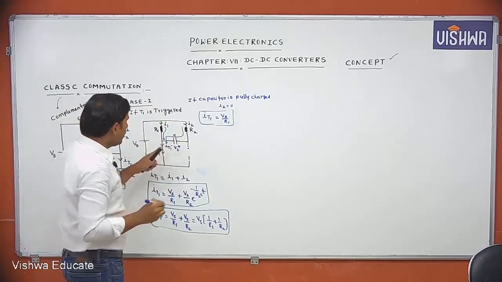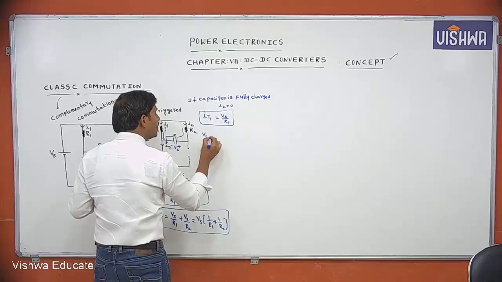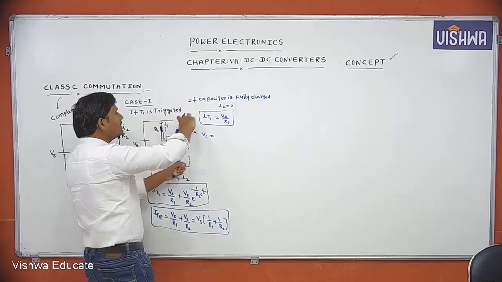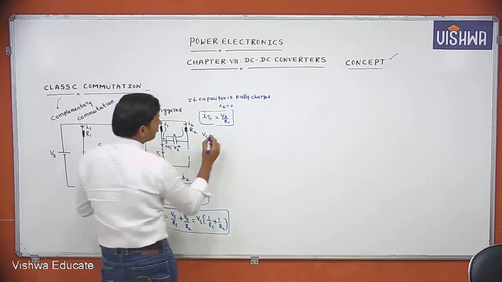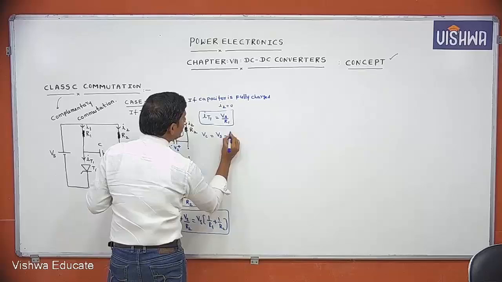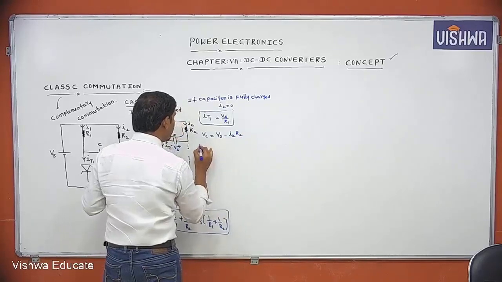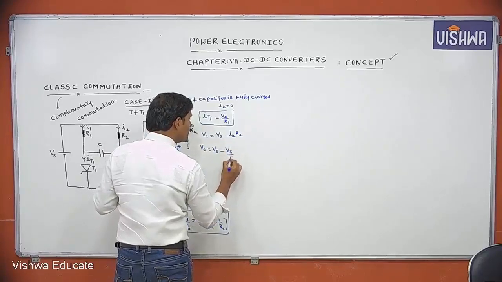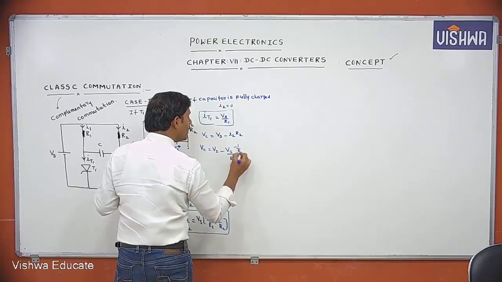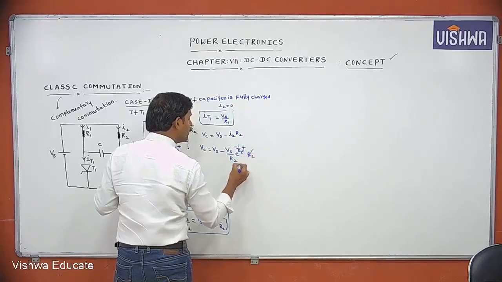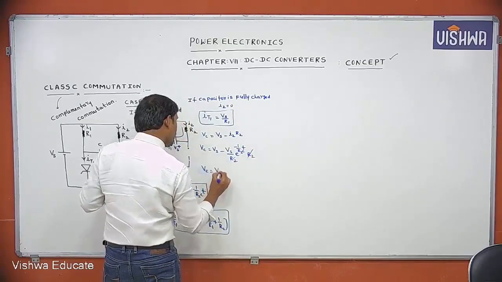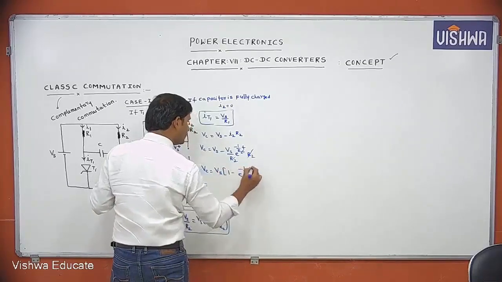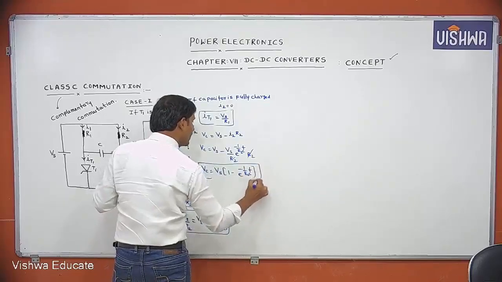In this case, I want to define the voltage across the capacitor. The capacitor current is flowing like this. The voltage across the capacitor is Vs minus this drop, Vs minus I2 into R2. Then Vc equals Vs minus I2, which is Vs by R2 into e power minus 1 by R2C into t, multiplied by R2. R2 cancels. So Vc equals Vs into 1 minus e power minus 1 by R2C into t. This is the voltage across the capacitor in case 1.